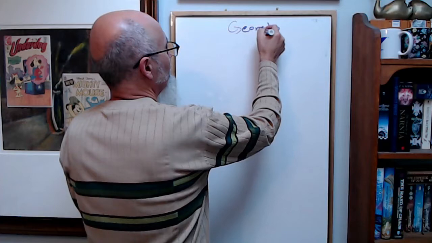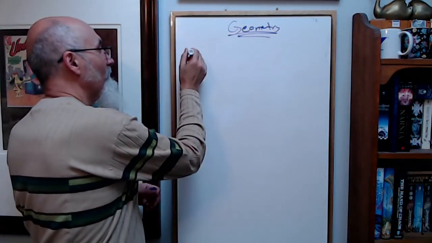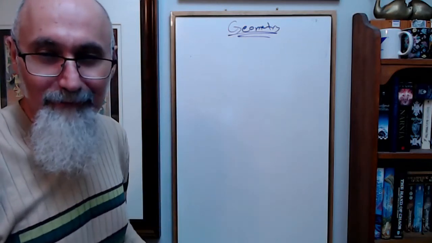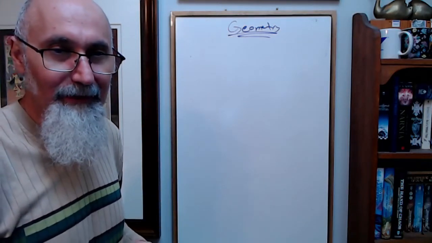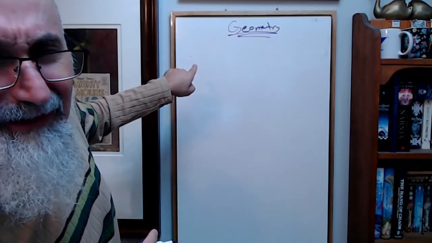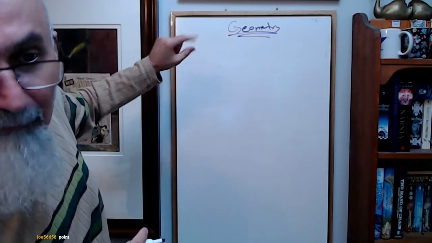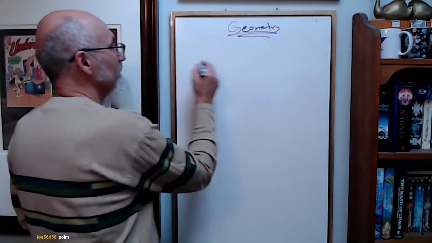Geometry. Okay, what do you call this? Ready? What do you call that? That point that really doesn't have any area, it's just a point in space. A point, exactly. We call this a point.